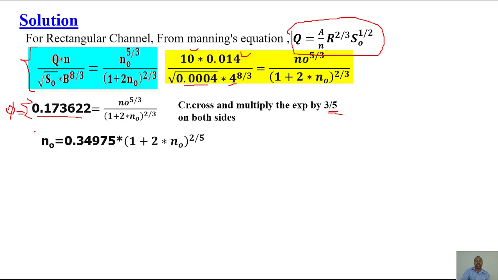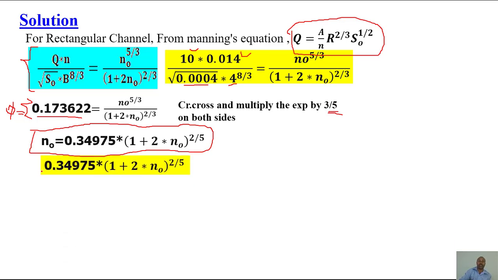So this is the expression to compute. Now, you have N naught on both sides of the equation, so how do you compute using iteration? You simply type this in your calculator, but first give any arbitrary number. Type any number, say 0.85, click equal, then this number will be saved in your answer in your calculator.